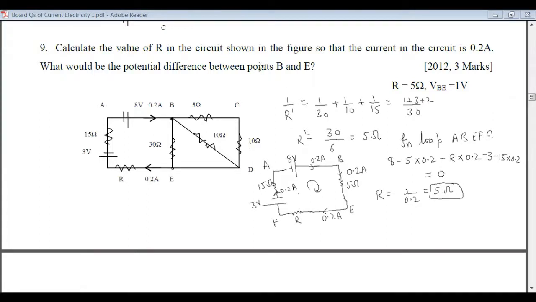Also you have to find out the potential difference between the points B and E. The potential difference between the points B and E is equal to current into resistance. Current here is 0.2 amperes and the resistance across BE is 5 ohm, and hence the potential difference across B and E is 1 volt.